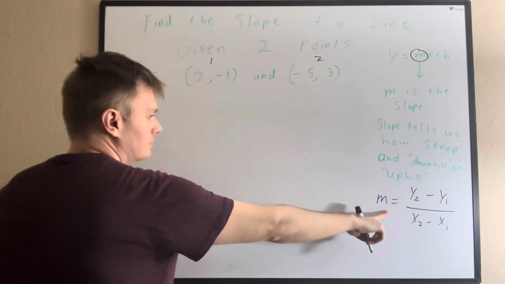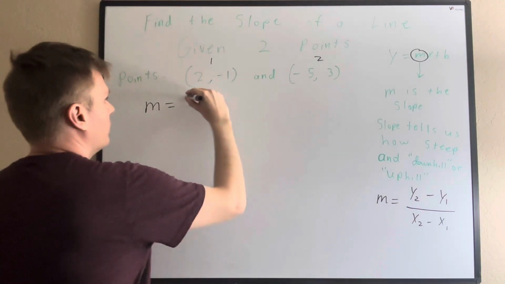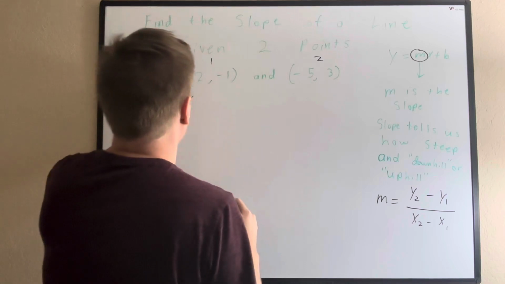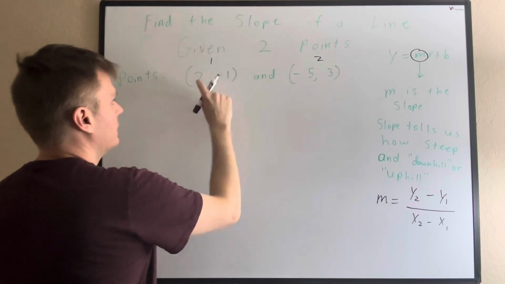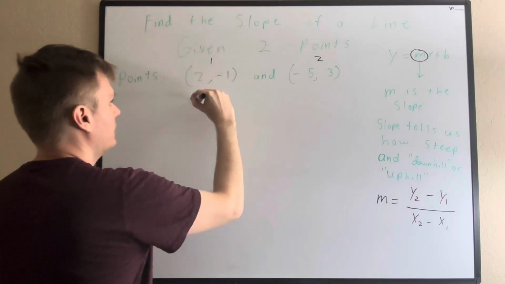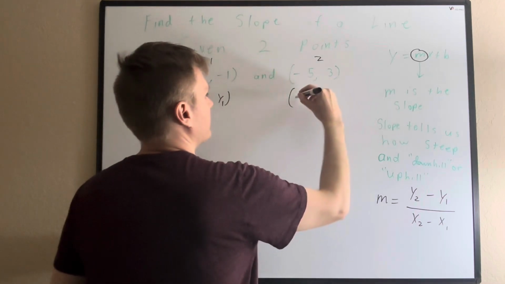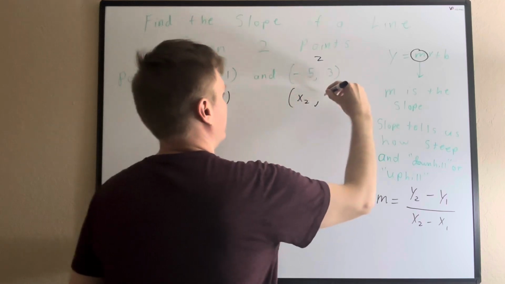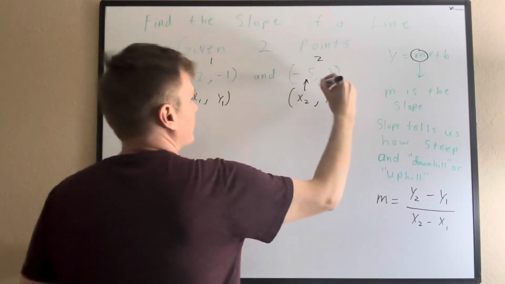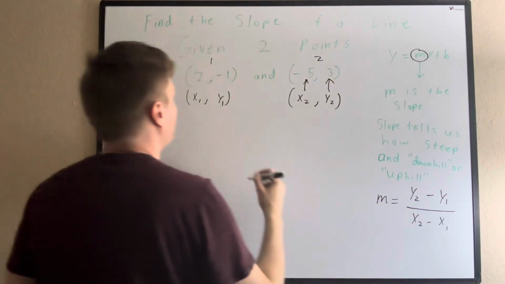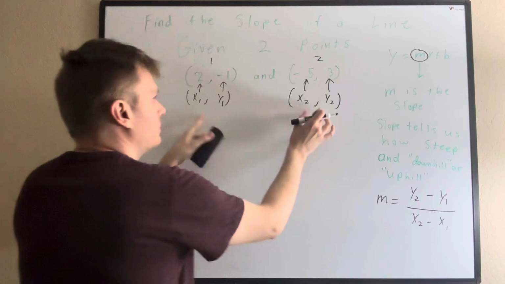So, m equals y2 minus y1. Hold on, one thing before we start. If this is point 1, and this is an ordered pair, what's an ordered pair? It's (x, y), right? This will be x1, y1, and this one will be x2, y2. Got it? So x2 is -5, and y2 is 3. x1 is 2, and y1 is -1. It helps to write that out.